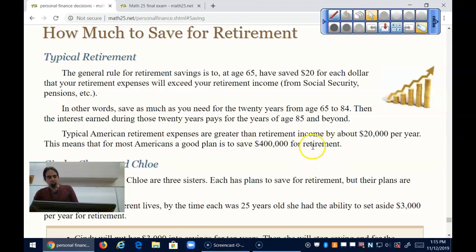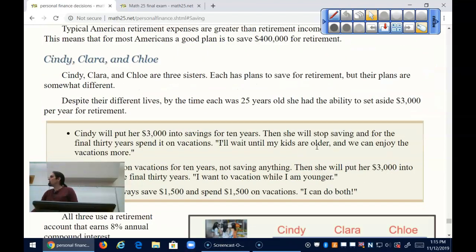So, we have 3 sisters, Cindy, Clara, and Chloe. And we are imagining, to make the math simple, that every year they're setting aside $3,000. If you look at real life, people don't save $3,000 when they're 25. They save less because they're just getting started in their career, and they save more as they get older. But to make the math simple, to use our sum of annuity due formula, we're just going to be estimating and saying that every year they do $3,000.